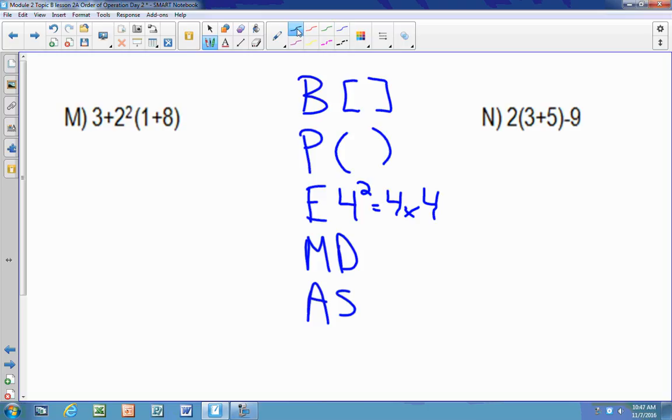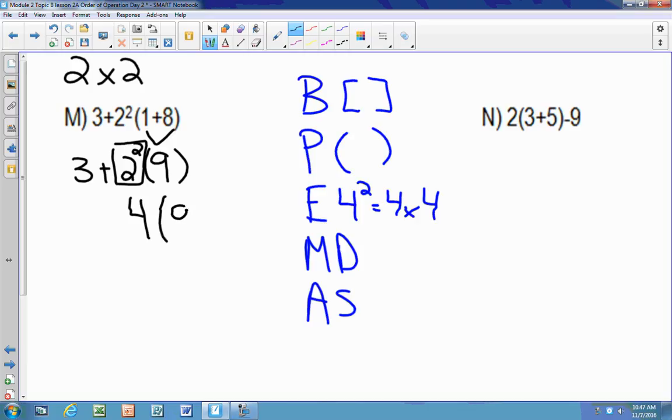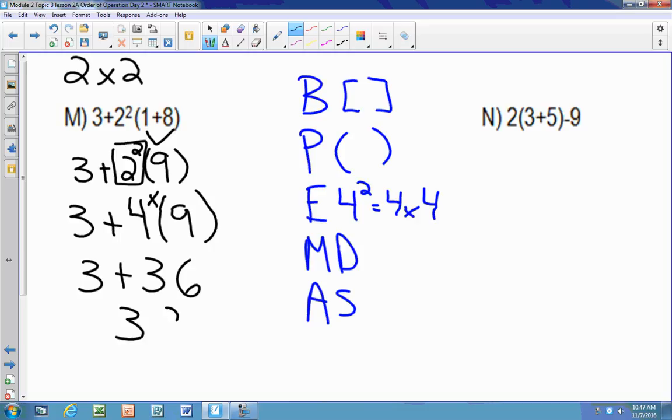Are there brackets in letter M? No, there are not. Are there parentheses? Yes. 1 plus 8 is 9. I'm going to leave the parentheses around it because I see this out here without an operation next to it. So there's no more parentheses, but I do see exponents this time. There's exponents right here. 2 to the second power means 2 multiplied 2 times, which will give me a 4. That's how that 4 is there. After exponents, it's multiplication and division. This is multiplication because it's a number next to a parentheses. And then we get an answer of 39.